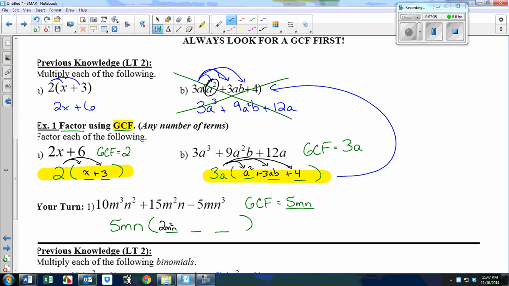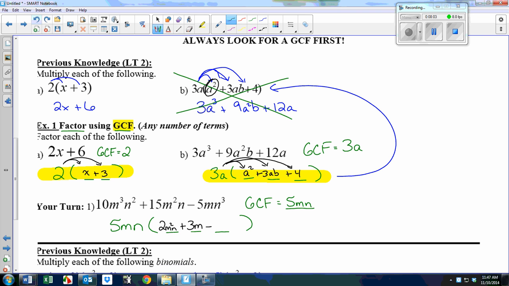Second term, 5 times what makes the 15? Plus 3, good. Now what about your variables? You need an m to get that to be m squared, right? Do you need another n? No, so the middle term will just be 3m. Last term, what would you multiply 5 by to make that minus 5? Negative 1, so it will say minus.